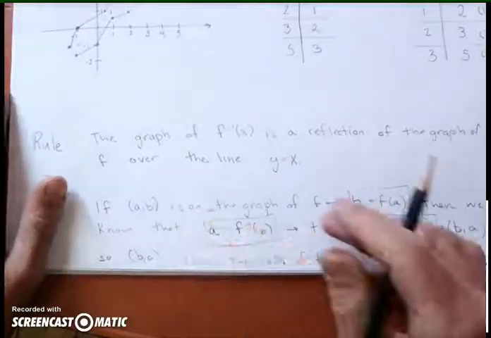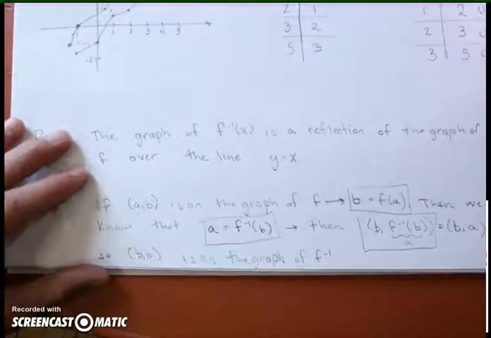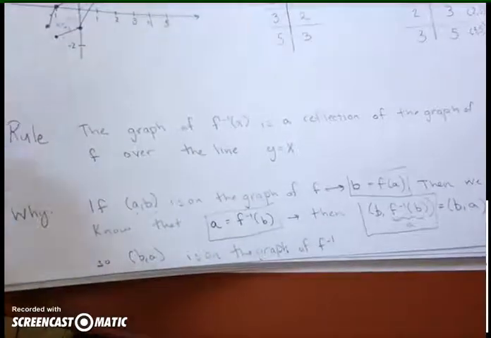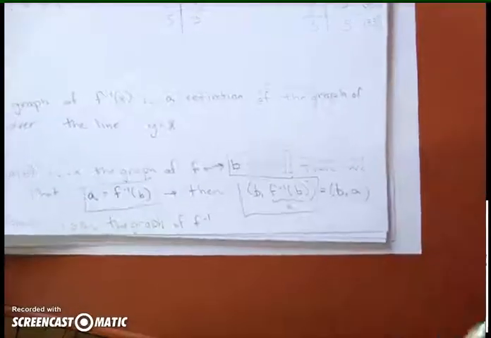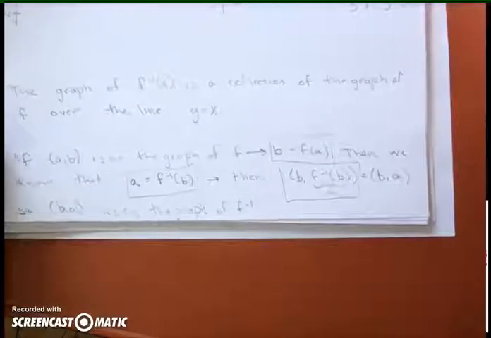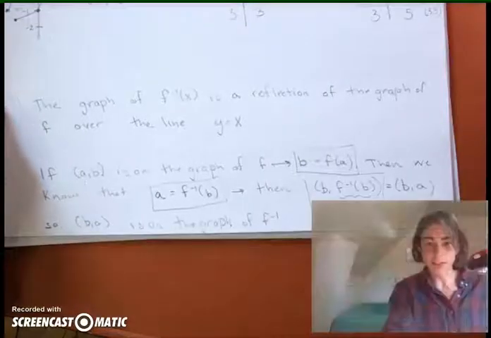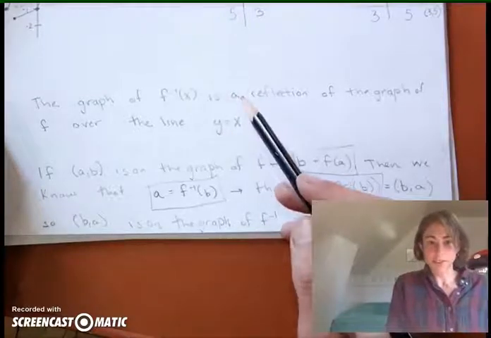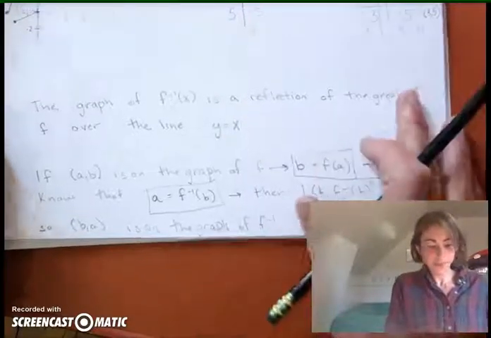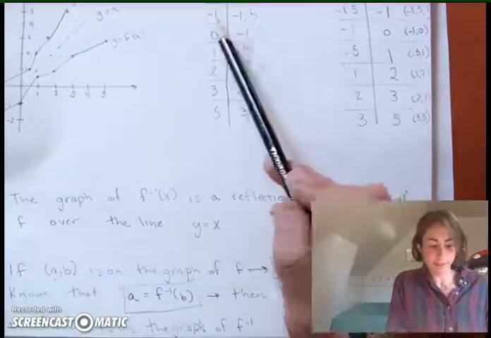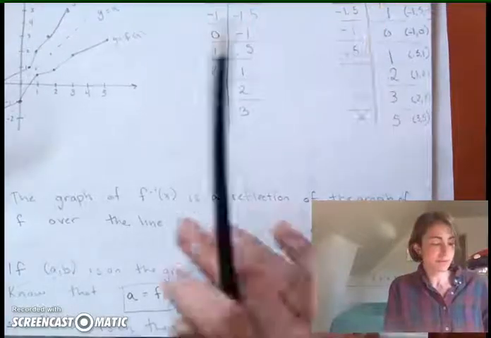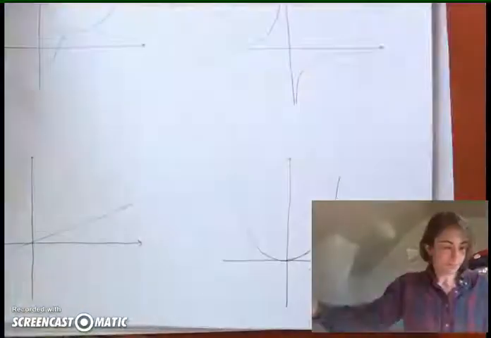So this is a little bit of a complicated explanation, but I trust that if you want to understand it completely, if you just stare at this for a little bit and play around with some more examples, it will start to make more sense to you. You'll understand why this explanation is the reason that this relationship holds, that if (a, b) is on the graph of the function, then (b, a) is on the graph of the inverse. Okay, so let's do some examples of how we might use this rule.